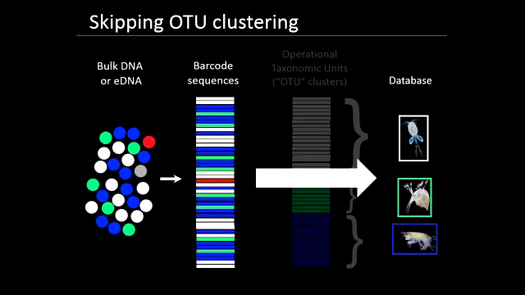But in cases where, for example, you're detecting aquatic invasive species and you have a target list of species, if you make sure that you have reference sequences available for those, then why not just blast your reads against those instead of using OTU clustering?